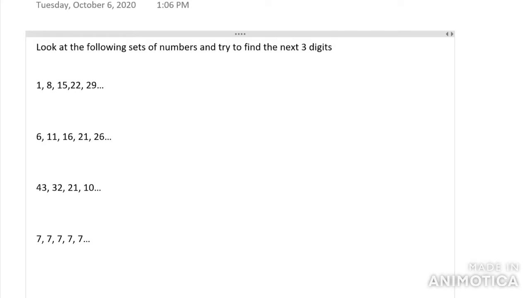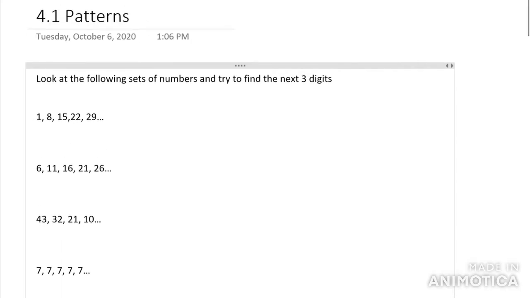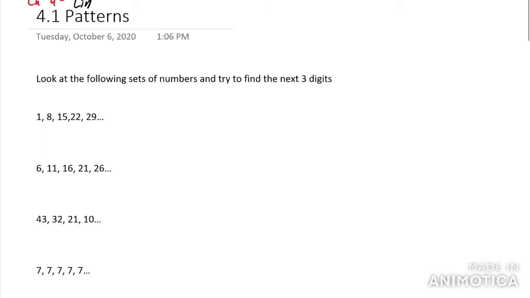Today I'm going to start on something I like to call patterns in our workbook. This is technically the start of Chapter 4. And Chapter 4 has a special name that'll be important to us later. It is called linear relations.